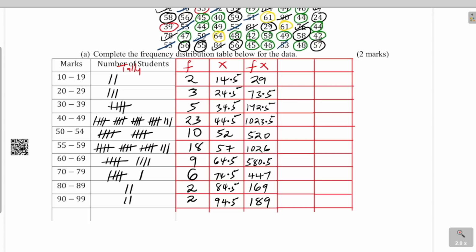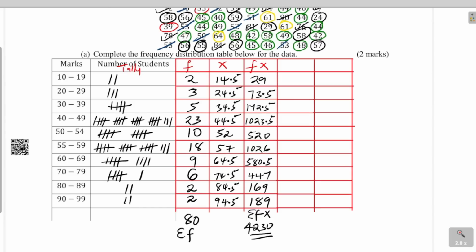After you've done that, you need the summation of fx. You add everything, 29 plus 73.5 plus 172.5 plus 1023.5 plus 520.5, add everything, and this will give 4230. Then we go to the frequency. The frequency already you know, this one should give you 2 plus 3 plus 5 plus 23 plus 10 plus 18 plus 9 plus 6 plus 2 plus 2. This one should give 80. That is summation of frequency.